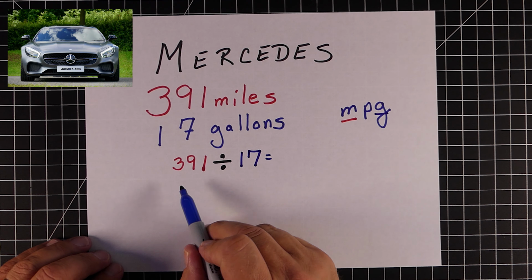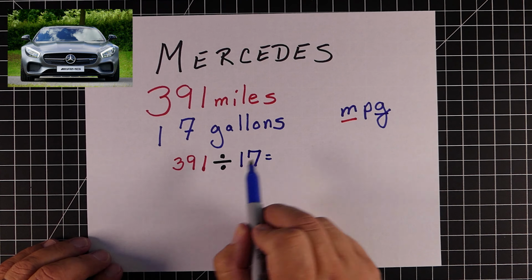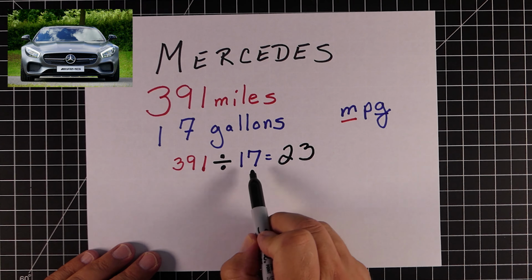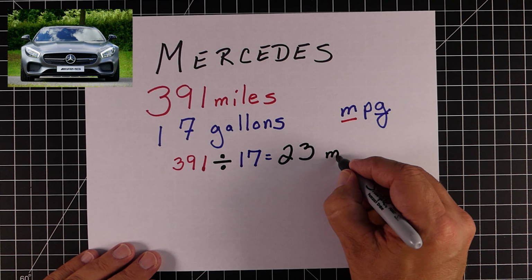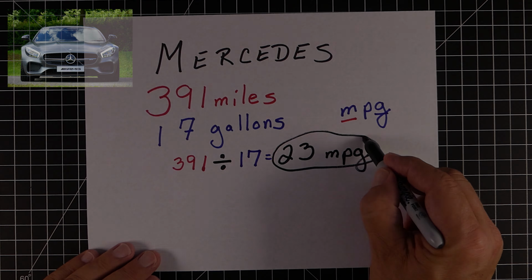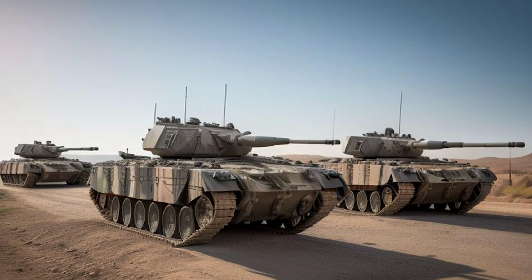So when you take 391 and divide it by the gallons, 17, you come up with the number 23. Because we were doing miles divided by gallons, we just found out how many miles per, or for each, gallon. So 23 miles per gallon. Next, we're going to look at the Abrams tank.